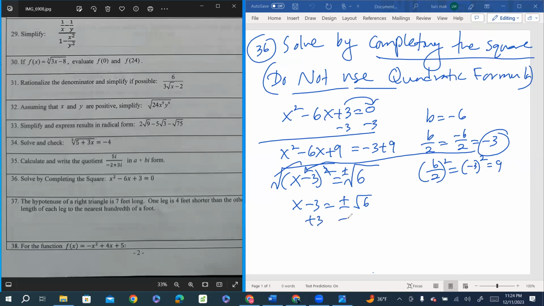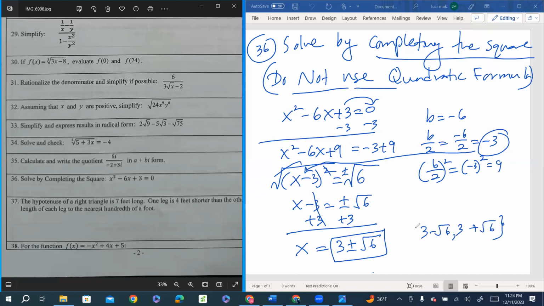Add 3 to both sides to solve for x. So the final answer is x equals 3 plus or minus root 6. We have two answers. One is 3 minus square root of 6. The other one is 3 plus square root of 6. Let me check this answer. 3 plus or minus square root of 6 is correct.